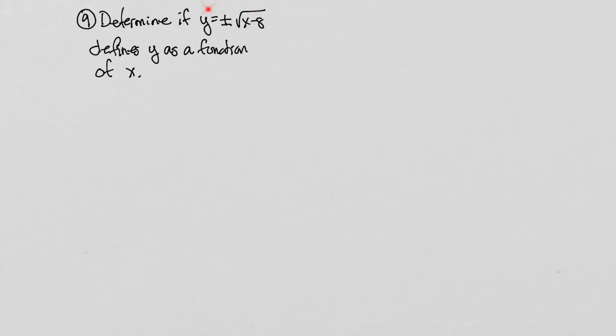Now we're given this equation right here. y is equal to plus or minus the square root of x minus 8. And we want to know if this equation defines y as a function of x. So keep in mind now that what a function does, it takes one input and takes it to exactly one output. One in, one out. Now, do you see what's happening here is that if we take an input, suppose we take a number for x and put it in, we'll subtract 8, take its square root, but then what we get is positive that number and negative that number.